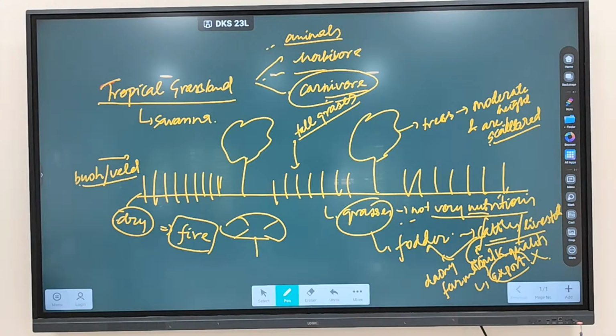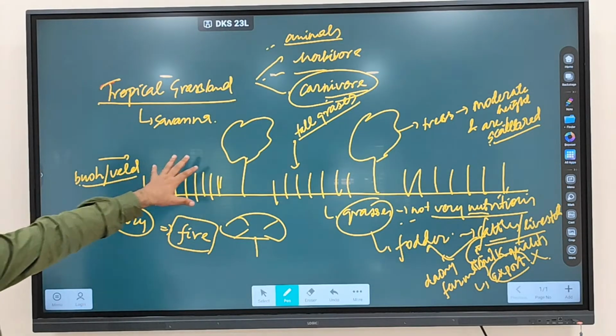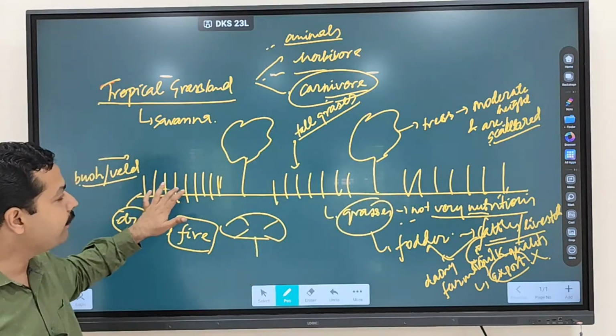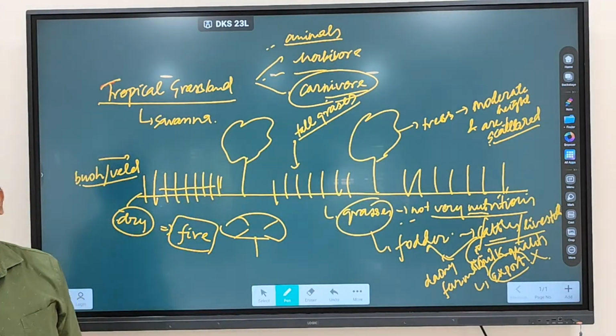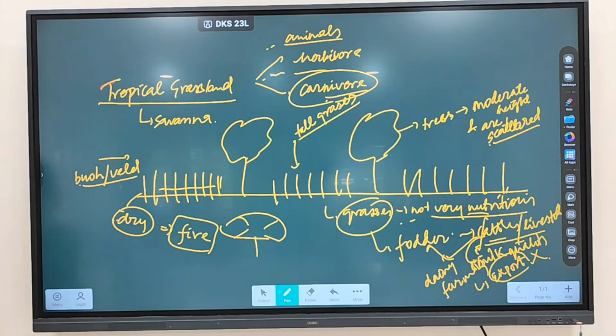They can't run faster. Also, the prey can climb trees and get away from being caught. So here, since scattered trees are there, not many trees, they can run faster and catch the prey. That's why you'll see a lot of herbivore and carnivore animals being found. Clear? Any doubt regarding this particular thing?